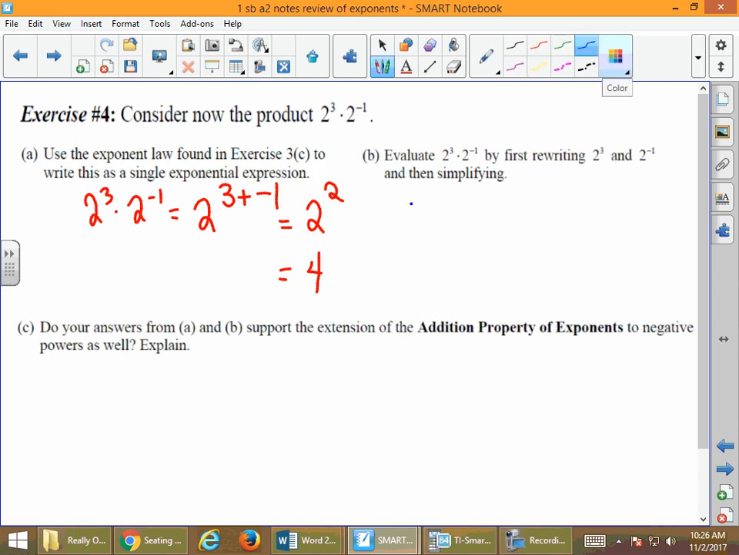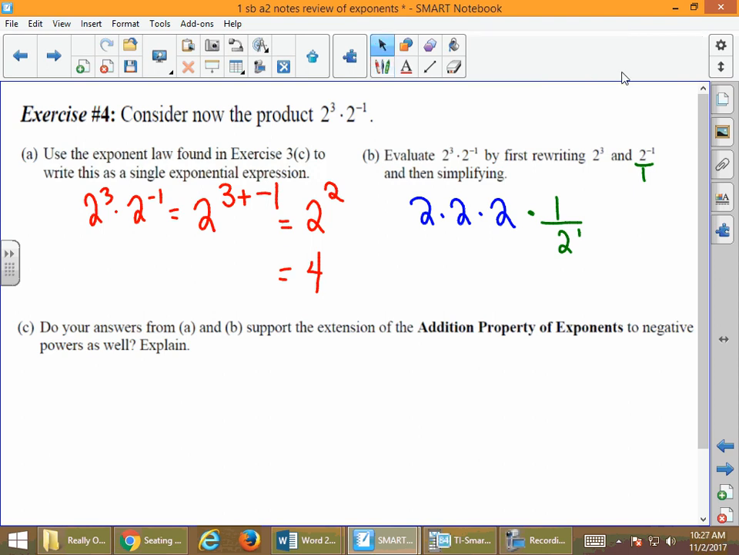So 2 cubed is 2 times 2 times 2. And 2 to the negative 1st, once again, we can flip and change the sign on the exponent. So we're going to flip and change the sign on the exponent. And then we want to simplify. Well, those blue 2's: 2 times 2 times 2 is 8. 1 over 2 to the 1st is 1/2. And what does half of 8 equal? Half of 8 is 4.